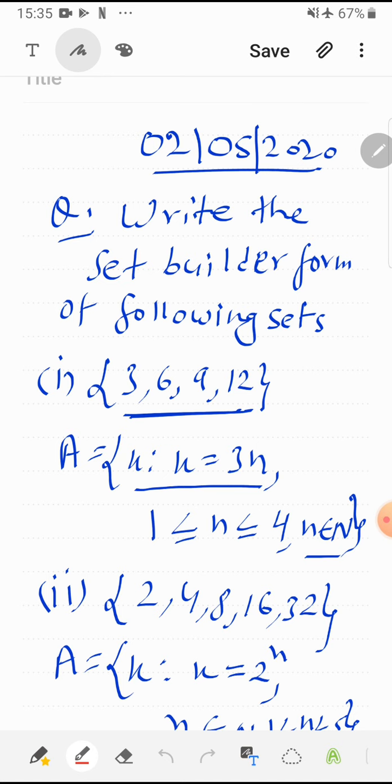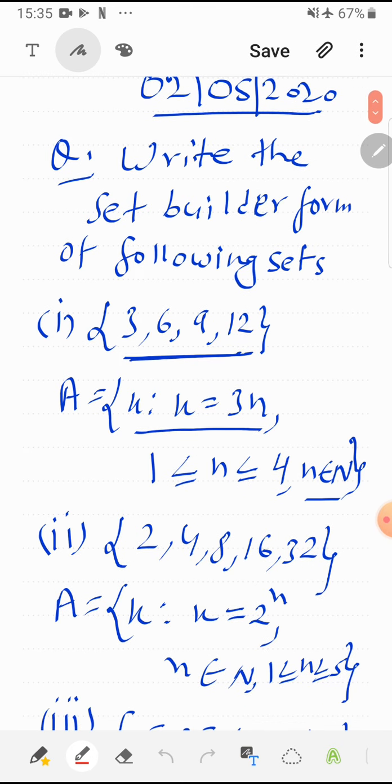Now further, from 1 to 4 we have 1.1, 1.2, many fractions. If I put those fractions in place of n, the result is a decimal. Decimals are not part of this set, so to avoid them we have to write one condition, that n belongs to N. So now our set builder form is complete.